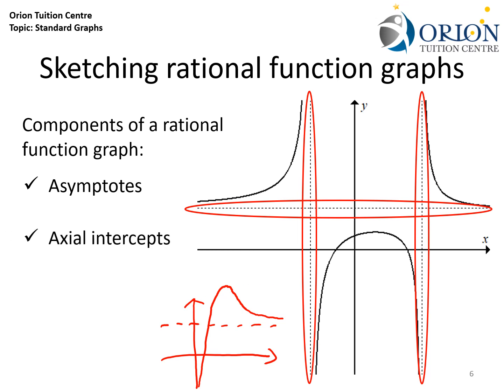Next, another essential component of a rational function graph are the axial intercepts, i.e. the points of the graph that intersect with the x and y axis. Lastly, another component of a rational function graph are the turning points. We shall now look at how to obtain these characteristic components in a rational function graph.